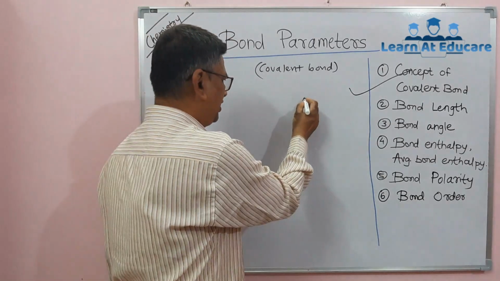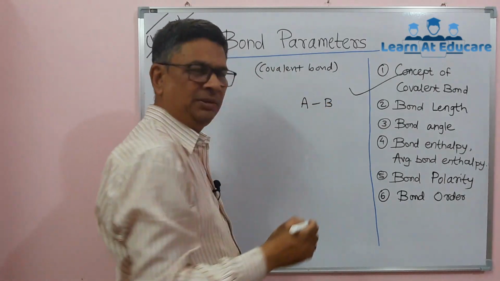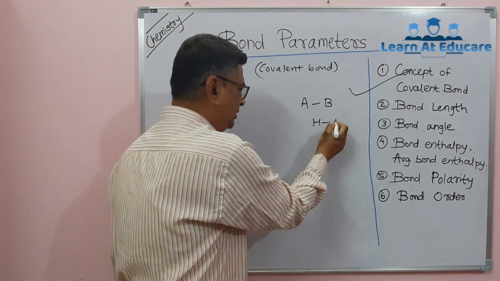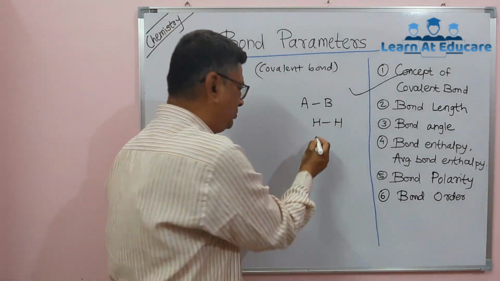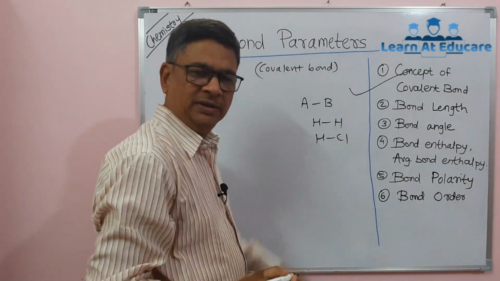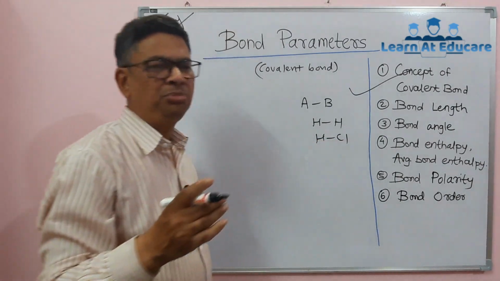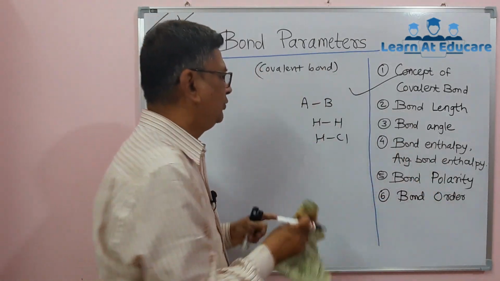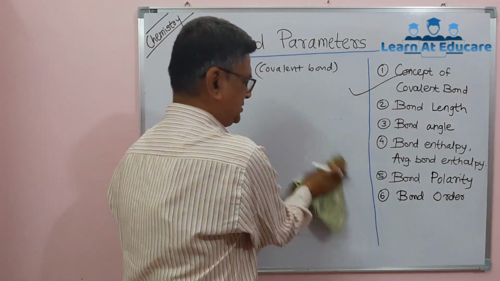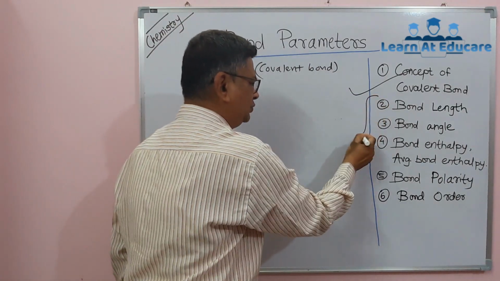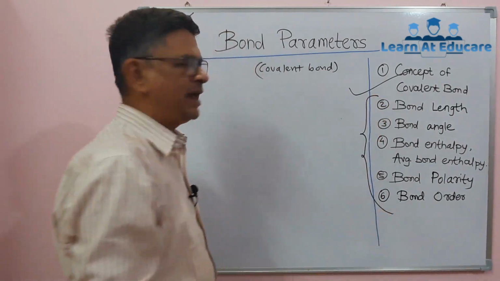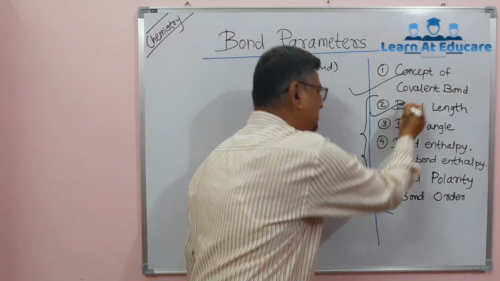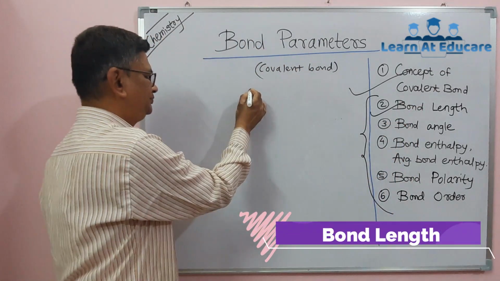We take this general example. This is an AB covalent bond. This is a particular example, the H2 molecule, an H-H covalent bond. This is HCl, and all the organic compounds mostly contain covalent bonds. Now, what are the bond parameters? These five are the important bond parameters. Among them, the first is bond length.